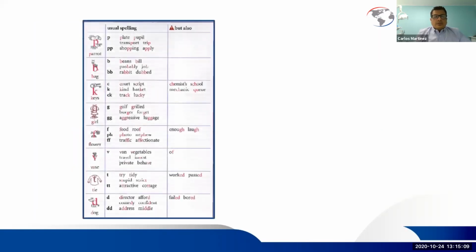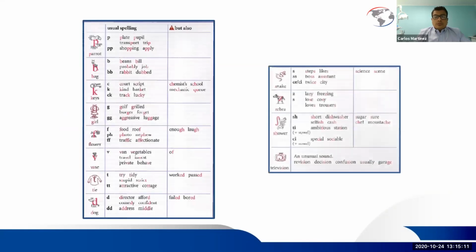Now, like I told you before, I'm going to show you some of the different combinations of letters. Not the combination of phonemes or symbols, but of letters. For example, the P sound can be represented with 1 P or 2 Ps, like in plate, pupil, transport, trip, shopping, or apply. So the phoneme P can be represented with letters 1 P or 2 Ps.